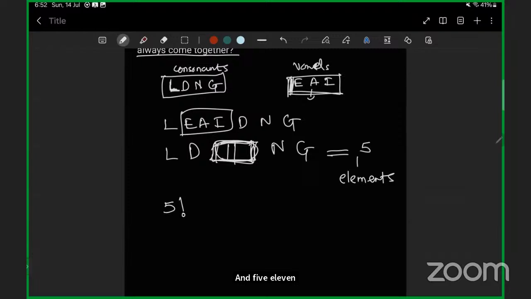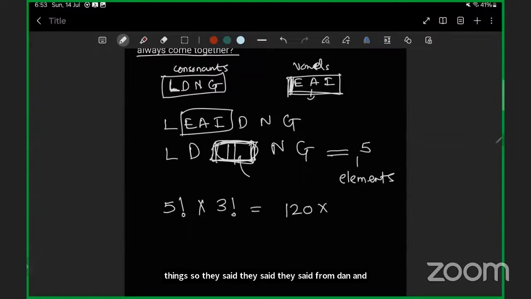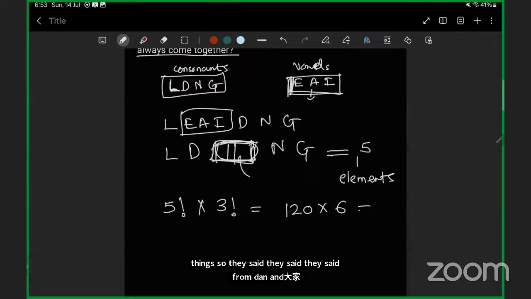But one out of these five contains three elements, and those three can also be arranged among themselves. EAI is there, or EIA can come up, or IEA can come up. All these arrangements are possible within the vowels too. So that's why this 3 factorial is there. 5 factorial is 120, and 3 factorial is 6. So the answer is 720.